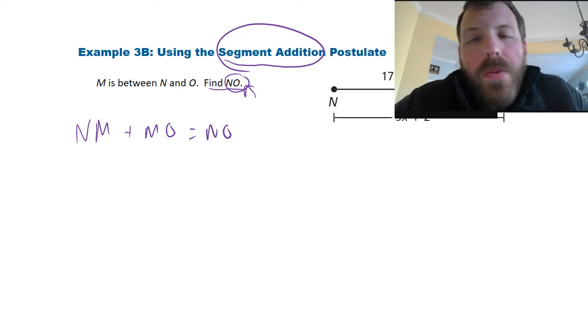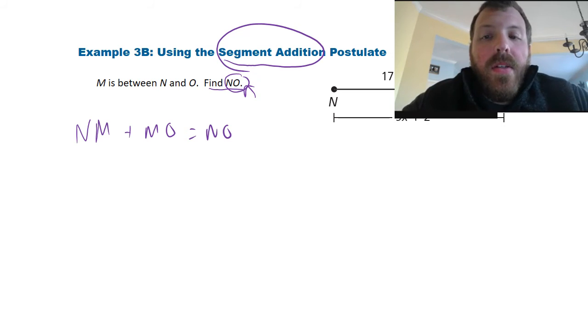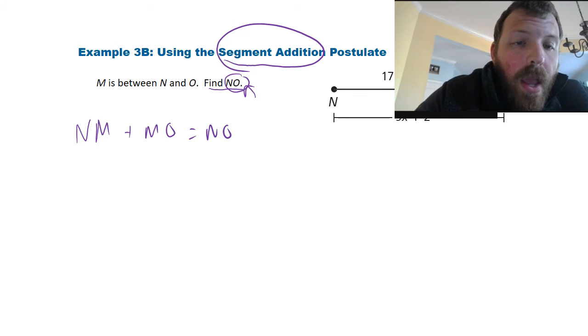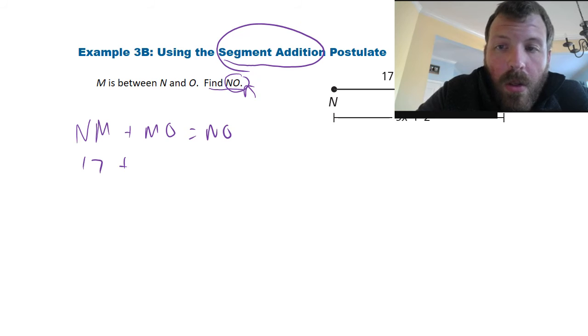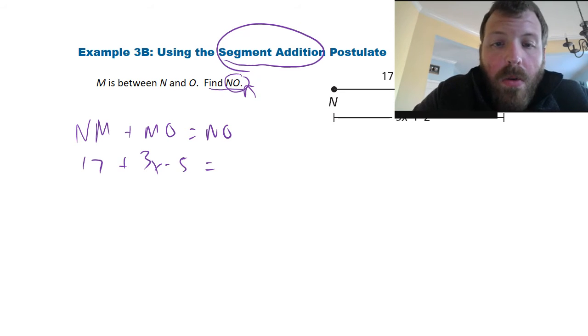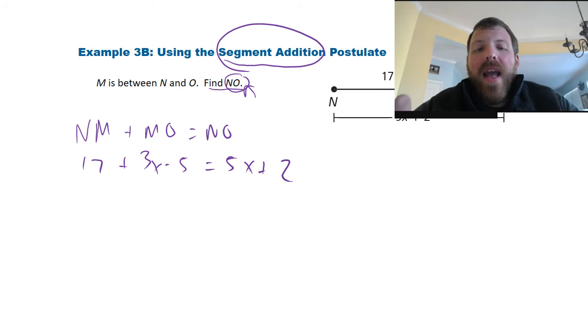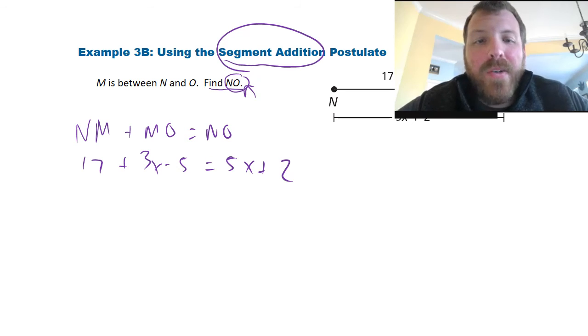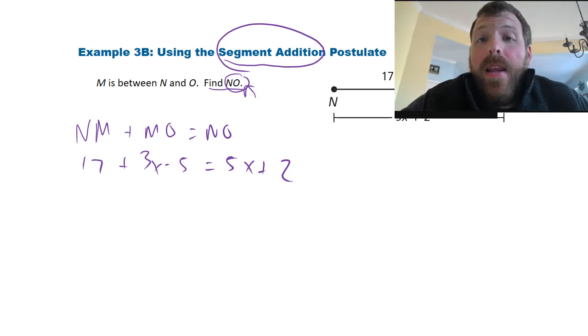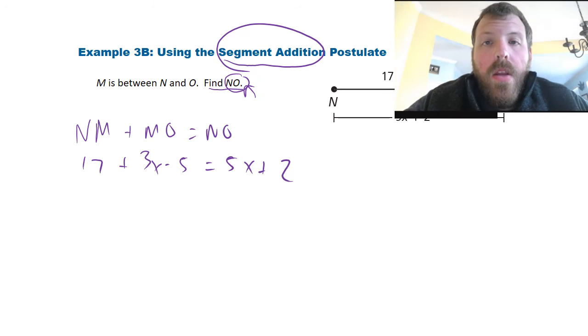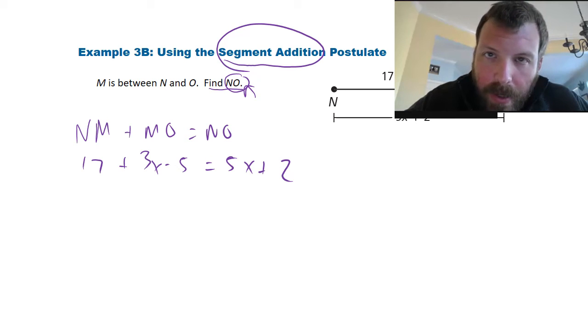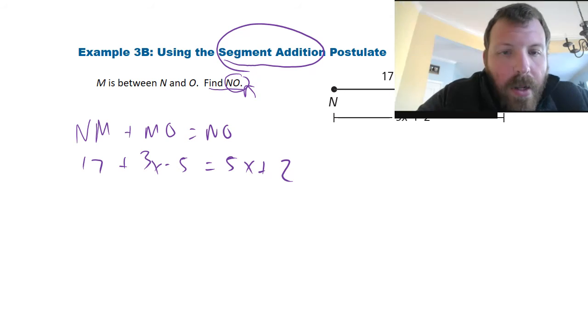Now, what we can do is substitute values in for that. We can see that NM is 17. MO is 3x minus 5. And NO is 5x plus 2. So now I have this equation, and this goes back to algebra. All I have to do is find x. So if I see a problem like this, I have to find x. So let's go ahead and start to solve this.